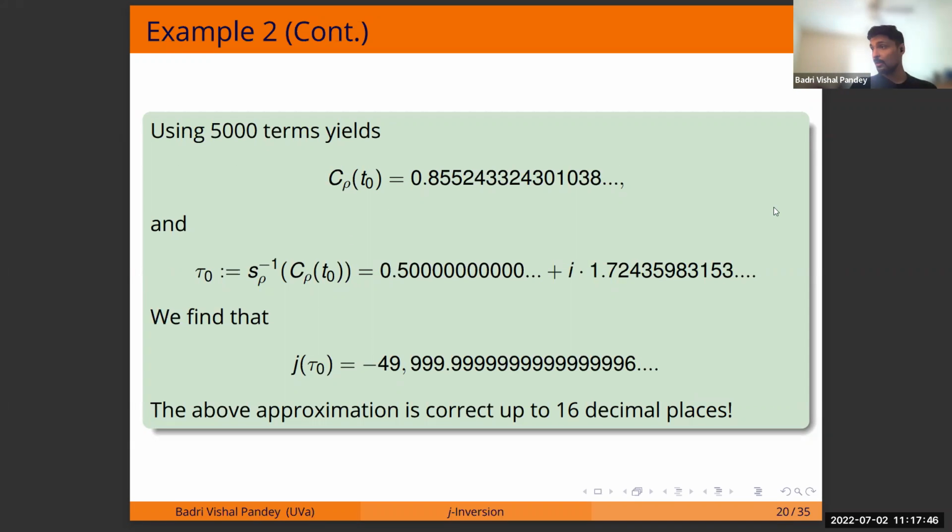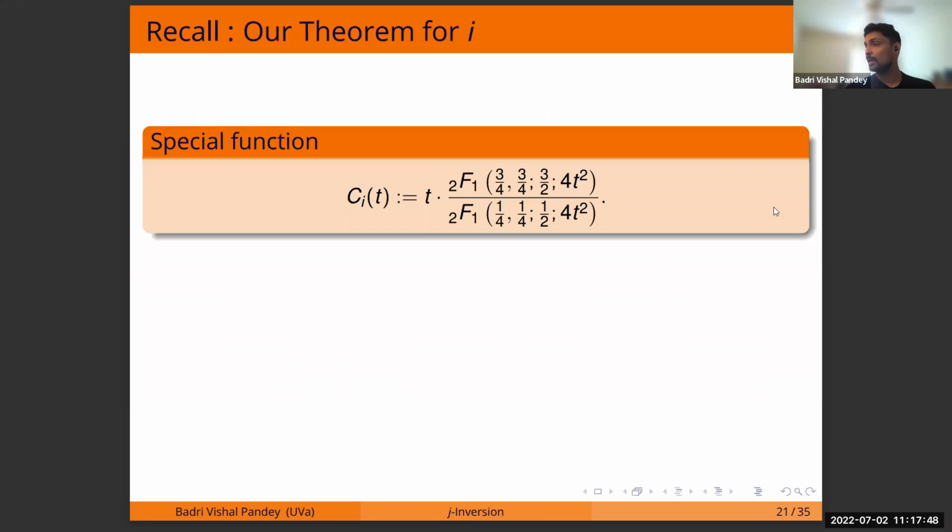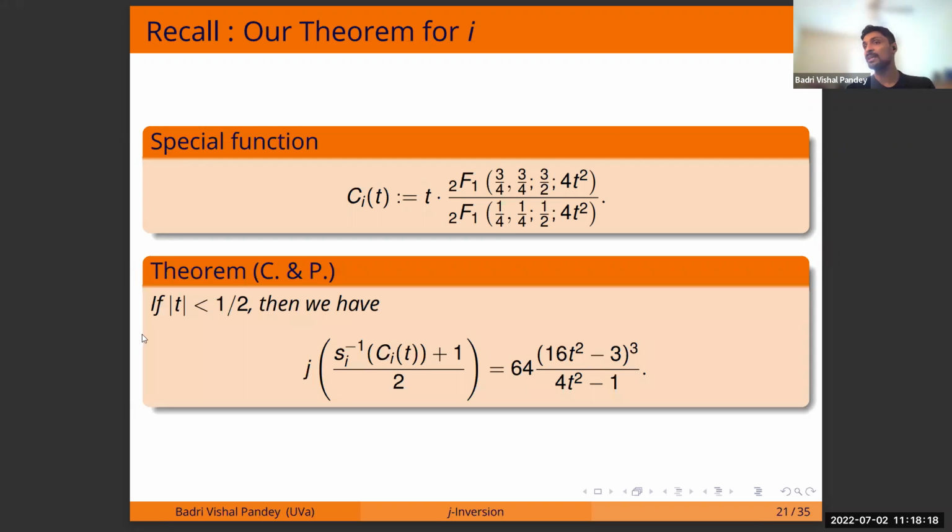Okay, so let's look at the sketch of the proof. Recall our special function. I'll prove the first of the two parts. So we had this special function: t times the hypergeometric function 2F1 at these parameters, divided by the hypergeometric function at the parameters 1/4, 1/4, 1/2, and 4t squared. And we say that if the absolute value of t is less than half, then we have this formula.